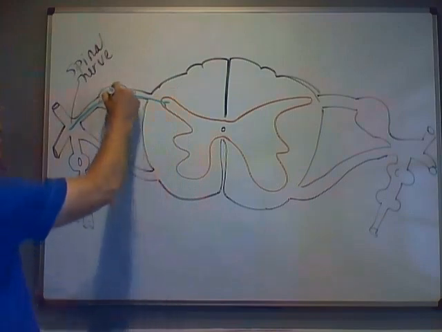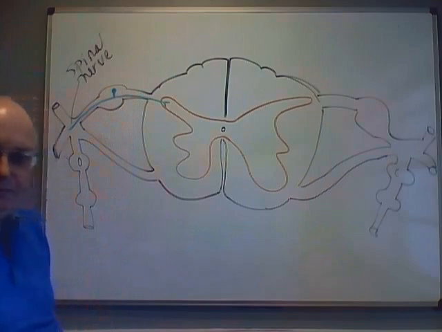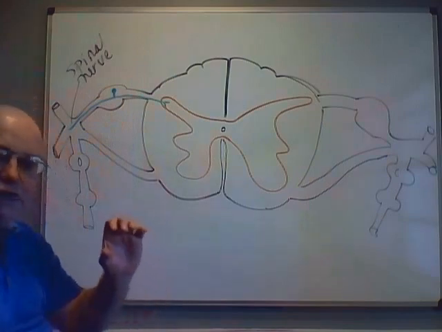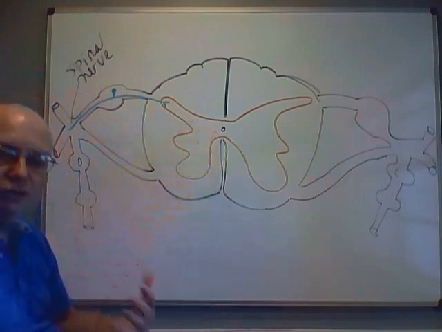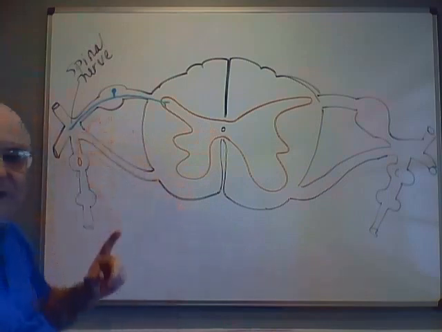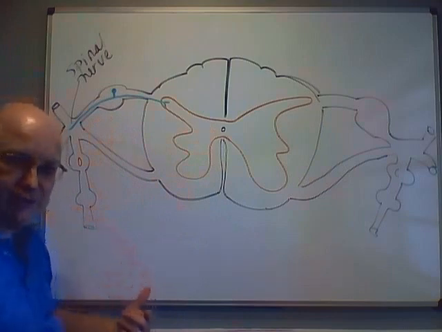The soma of this neuron is going to live in the dorsal root ganglion. If you recall from one of the previous lectures, a collection of neuron cell bodies in the CNS is usually called a nucleus or a center. In the peripheral nervous system, it's called a ganglion. So one of the functions of the dorsal root is exactly this.